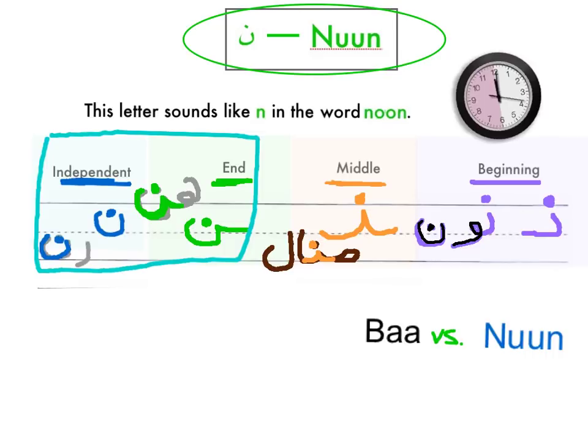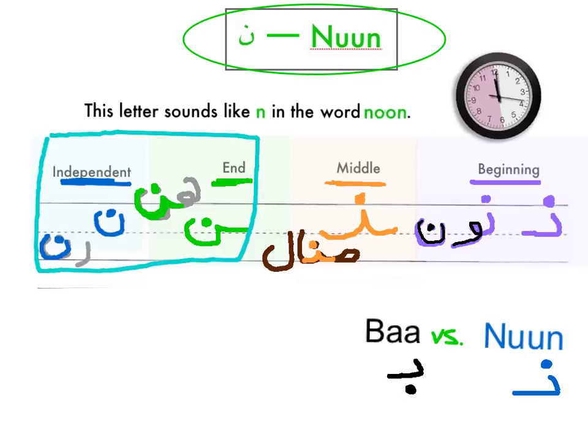We write the letter ba at the beginning of a word like this, as we practiced before, and the letter noon at the beginning is written like this. As you notice, the only difference between noon and ba at the beginning of a word is the location of the dot. At the letter noon, the dot is on the top, and ba, the dot is at the bottom.